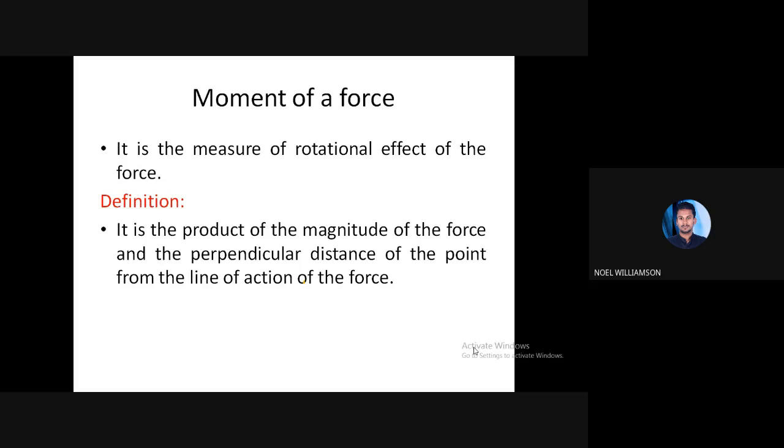That means due to the action of the force, it may create a clockwise rotation or counterclockwise rotation. If it provides a clockwise rotation, then it has a clockwise sense. Otherwise, it will have a counterclockwise sense. Suppose this is your body and you are holding on this point, and a force is applied here. The body will have a tendency to rotate in this fashion, so it has a clockwise moment.